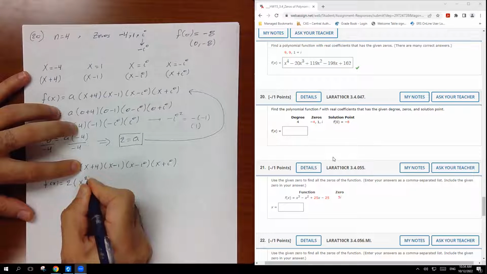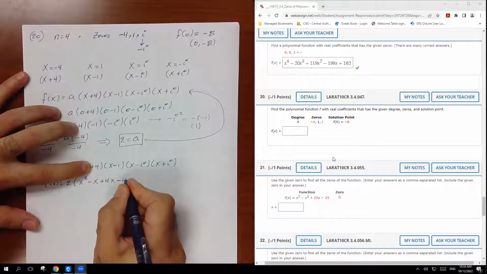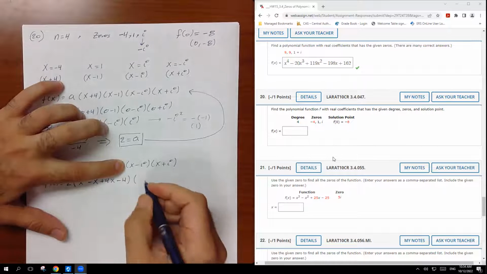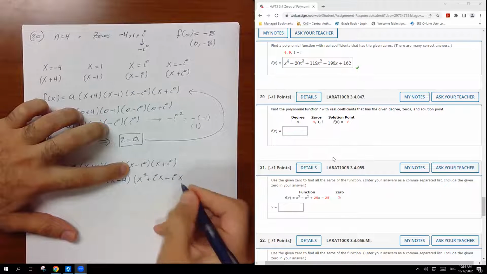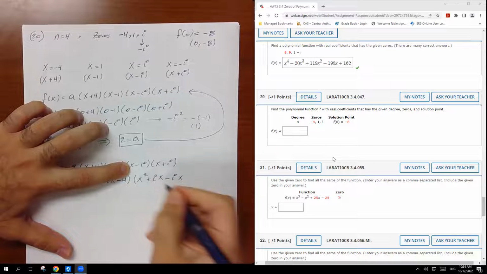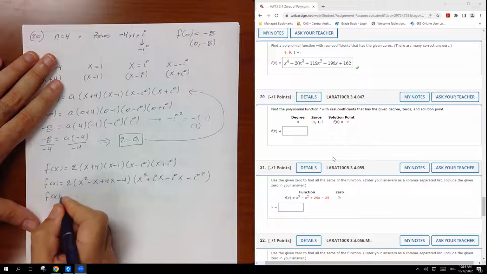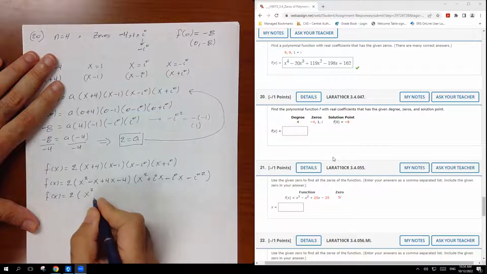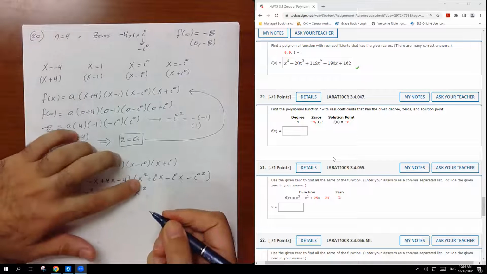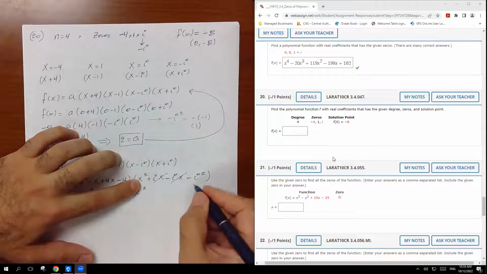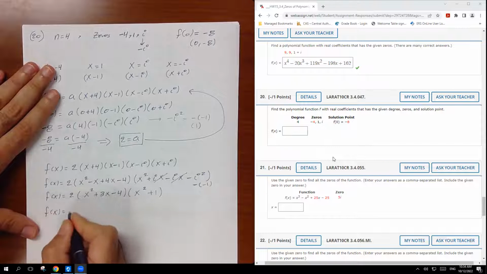So f of x is going to be 2 times, x times x is x squared, 4 times x is 4x, and 4 times negative 1 is negative 4. Now FOIL these two parentheses. x times x is x squared, x times i is ix, negative i times x is negative ix, which cancel, and negative i times i is negative i squared. Negative i squared means negative negative 1, so it's plus 1. Combine: x squared plus 3x minus 4, and x squared plus 1.